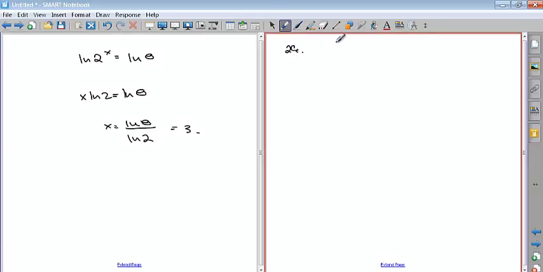Okay, 29. So we're looking for the point of intersection here. Log to the base 3 of x equals 2.